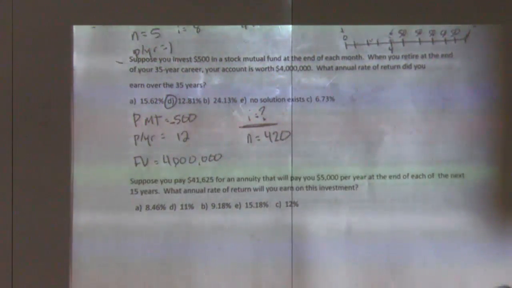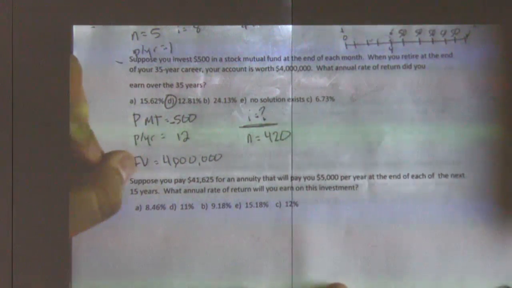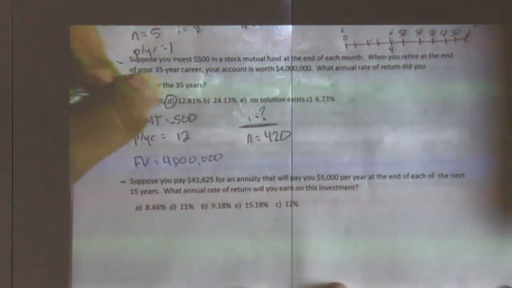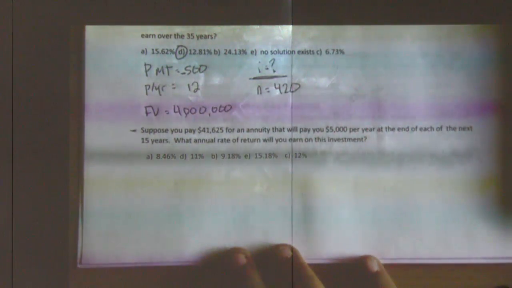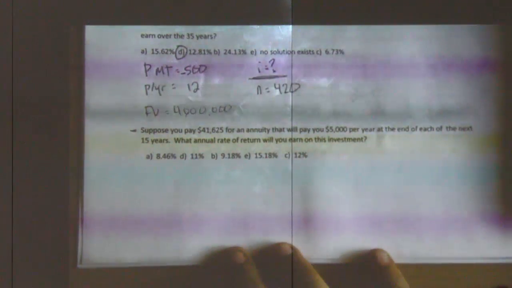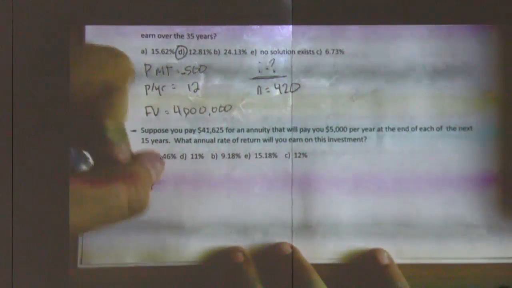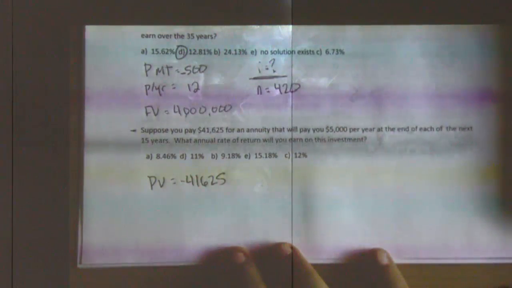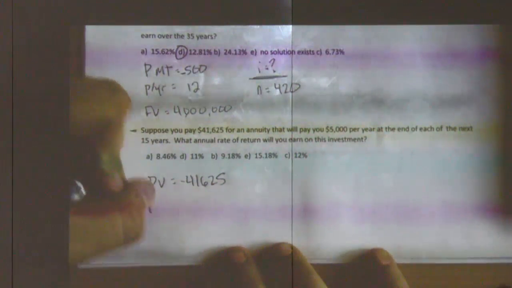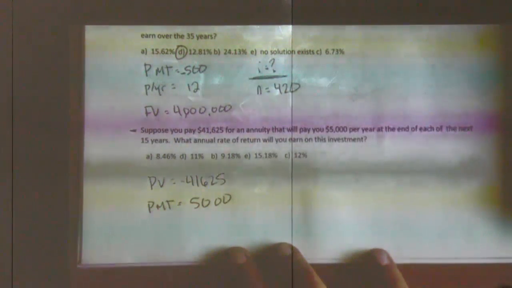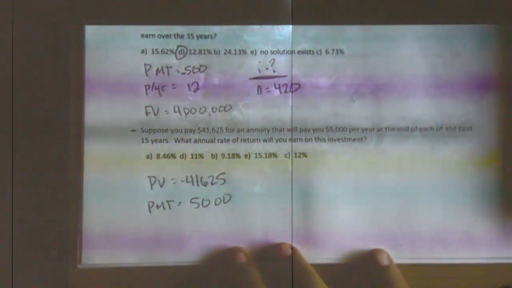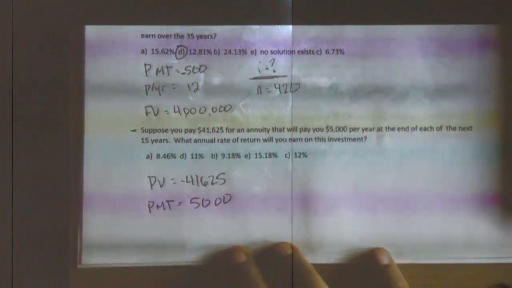All right. So here, it's almost the same problem. We're solving for the interest rate. Suppose you pay $41,625 for an annuity that will pay you $5,000 per year. So right off the bat, you're paying $41K for this annuity. So right now, you can make PV negative $41,625. Does that make sense? And that will pay you $5,000 per year. So now you're getting a payment as a positive $5,000 at the end of each of the next 15 years. So here, we don't have payments of 12. You want to change back to 1 per year.